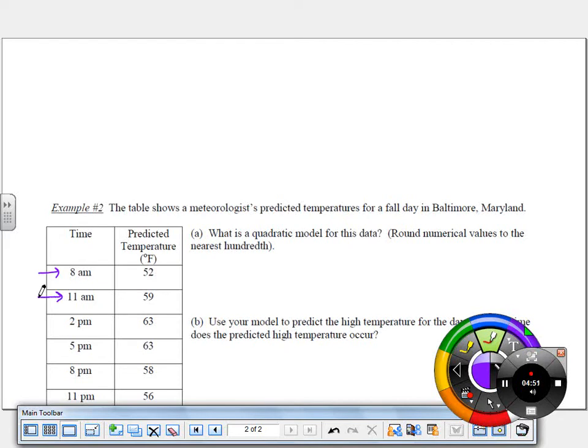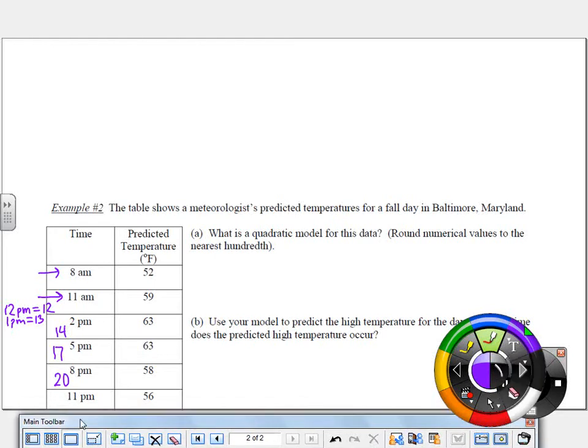At 12 noon, that would be 12. And then 1 p.m. would be one more after that, so that's going to be 13. So 2 p.m. we're going to think of as 14 hundred hours, 5 p.m. as 17 hundred hours, 8 p.m. as 20 hundred hours, and then 11 p.m. would be 23, out of 24. That's how we're going to think about those numbers so that we can scale our x-axis incremented upward from 0 to 24, because that's how many hours go in a day.